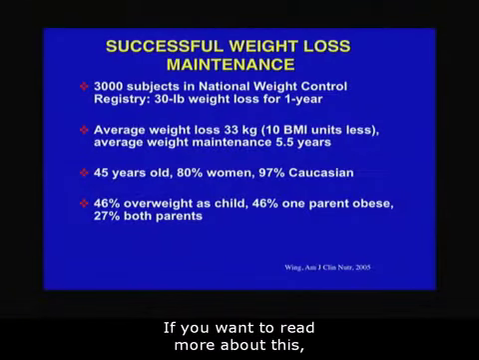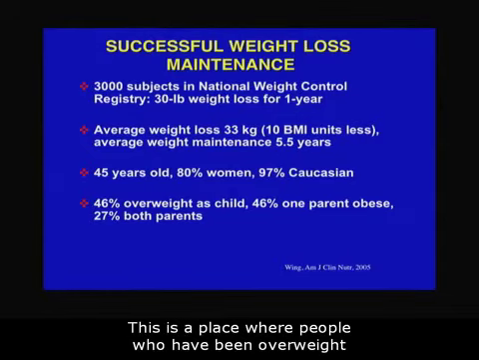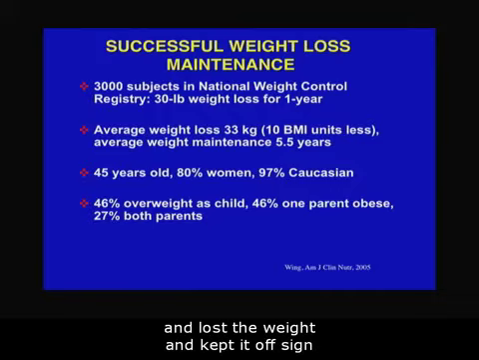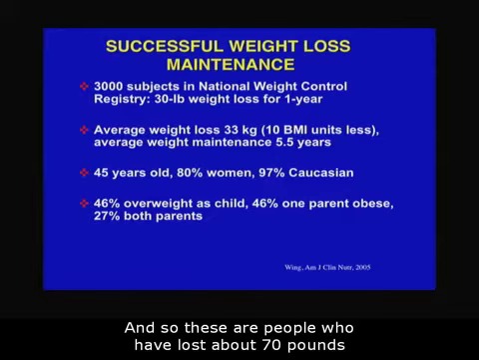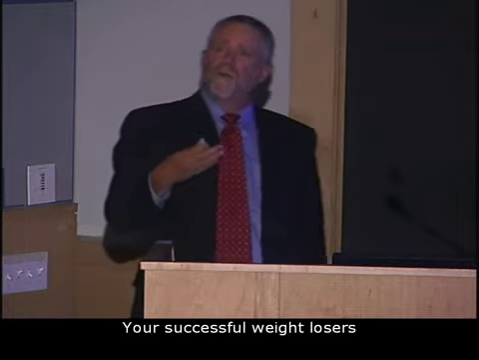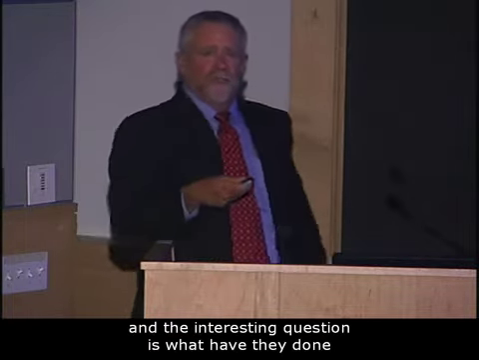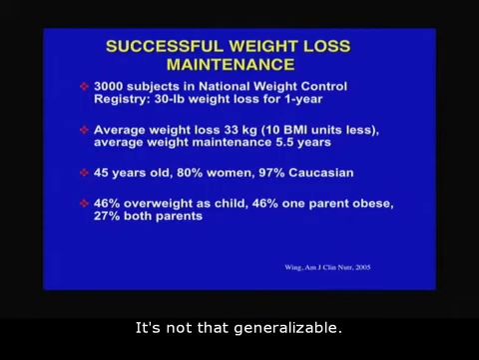And if you want to read more about this, the best place to look is something called the National Weight Control Registry. This is a place where people who have been overweight and lost the weight and kept it off sign up and keep track of it. And so these are people who have lost about 70 pounds and kept it off for 5 years. So these are your successful dieters, your successful weight losers. And the interesting question is, what have they done that other people haven't done? Now, it's not that generalizable. It's mostly Caucasian women. But it is worth noting that some of them were heavy as a kid and some of them had parents who were overweight. So the myth that these kinds of people can't lose weight is not correct.